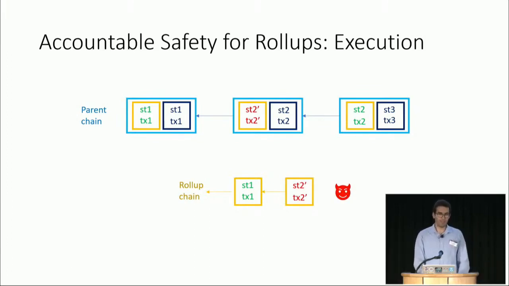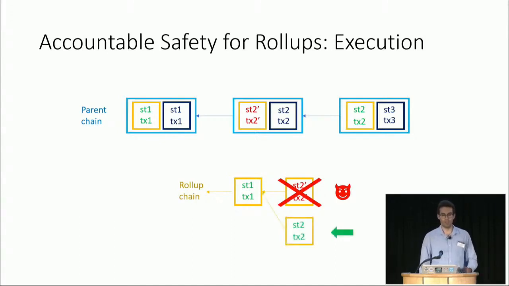But in fact, I wasn't being very truthful here. There will not be any safety violation in this case because the rollup full nodes, upon executing TX2 prime, will notice that this is an invalid rollup block. So they will not accept the adversary's claim as true. Instead, they will just choose the next valid rollup block as the block to extend the rollup chain.